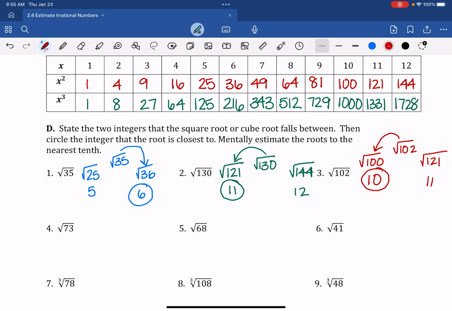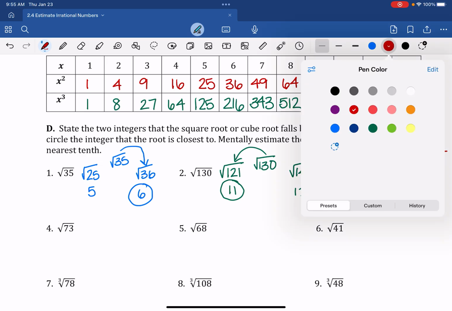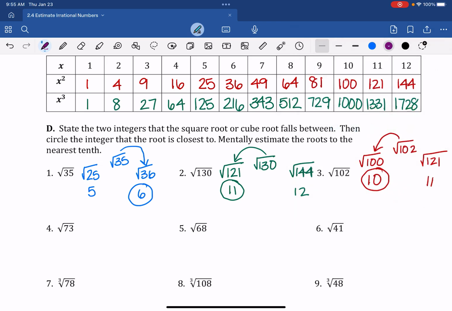Okay, the square root of 73, I'm going to look at my chart up here on the second row. 73 is in between the square root of 64 and the square root of 81. So I'll put 73 there. Whoops. Okay, which means my decimal will be in between 8 and 9. And 73 is closer to 81, so the decimal will be closer to 9.